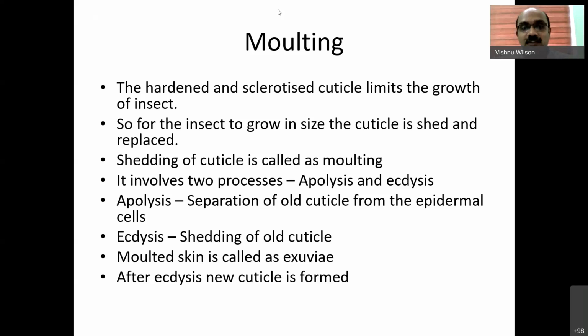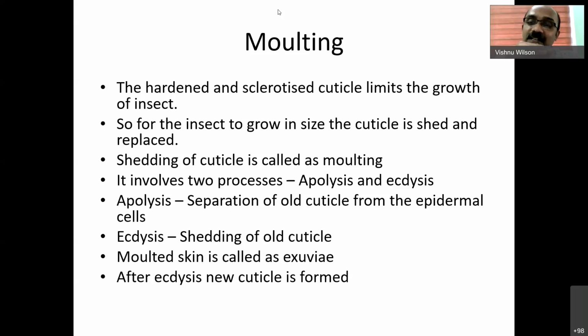Are you clear with molting? Yes. Okay. Now, molting has two stages. The first one is apolysis and the second stage is ecdysis. I'm repeating, molting has two stages. First one is apolysis and the second one is ecdysis.